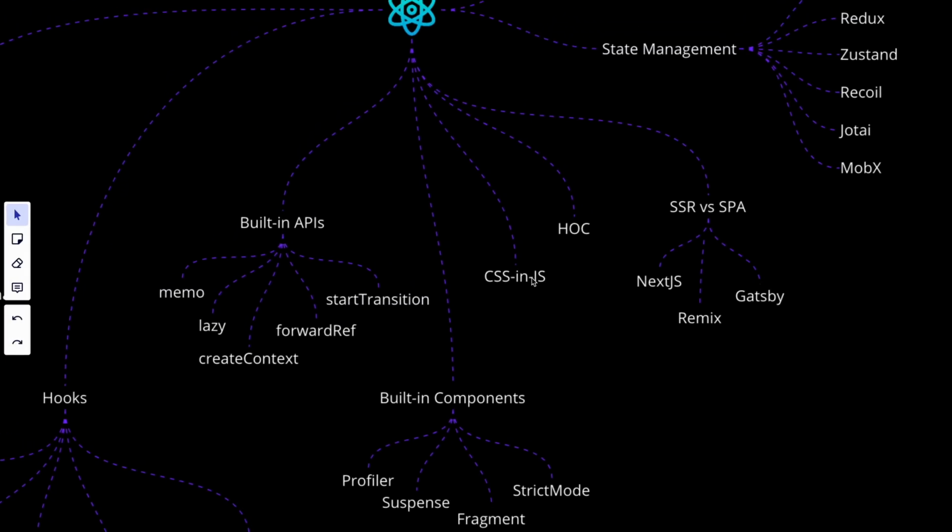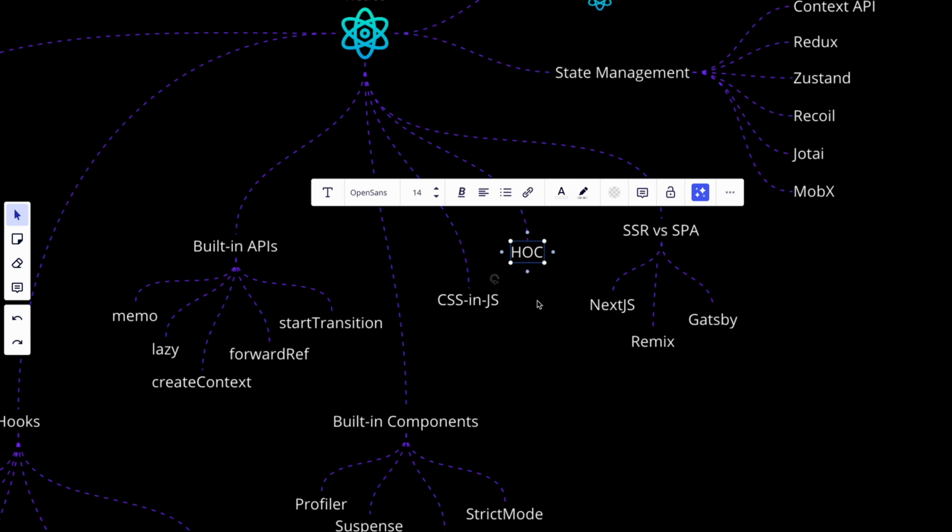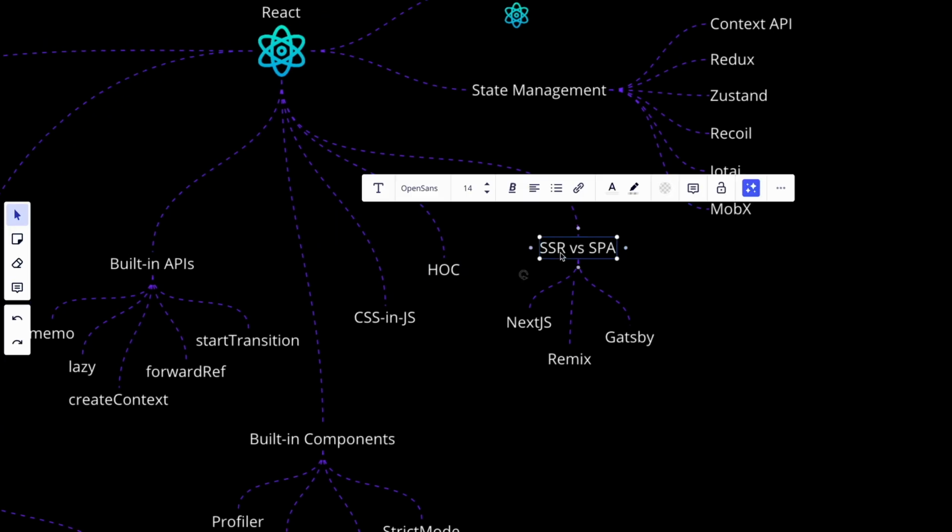Next part is CSS in JS, which is just a pattern that lets us write CSS directly within our JavaScript code. It means you can scope your styles to components, leverage JavaScript's power to dynamically generate styles, and avoid style collisions. HOC stands for higher order components, which are a React pattern used for reusing component logic. They are functions that take a component and return a new component by wrapping the original one and extending its capability.